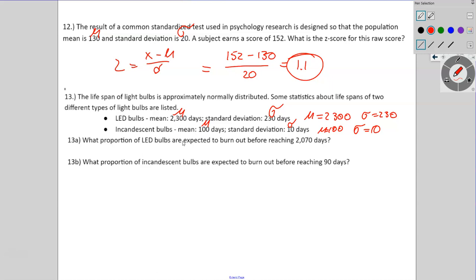So I'm going to do my curve first. Okay, this is my mean, 2,300. I'm going to add my standard deviation.